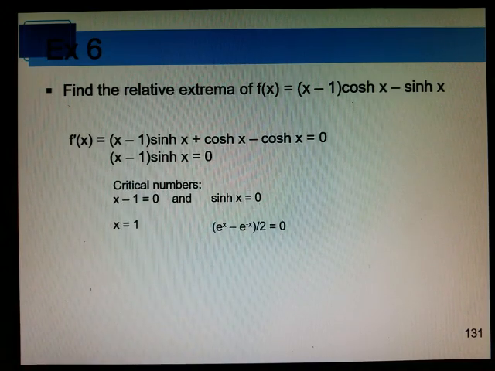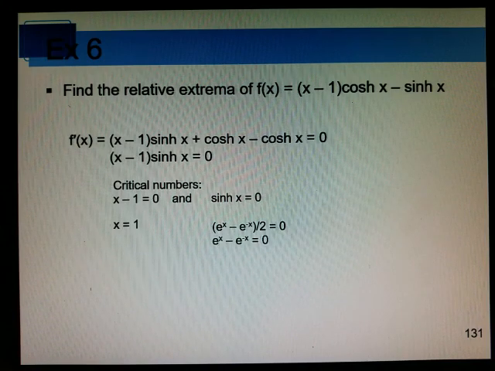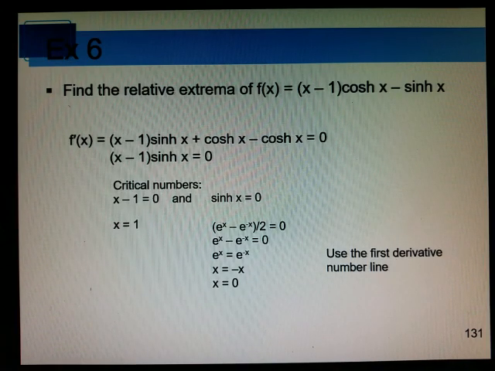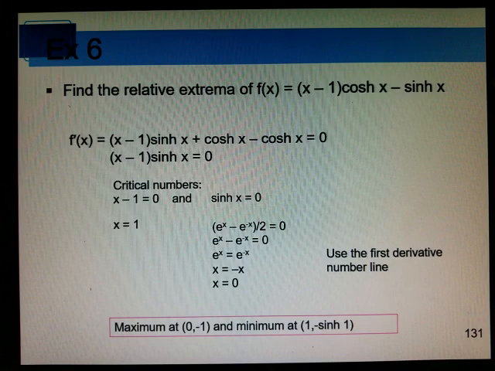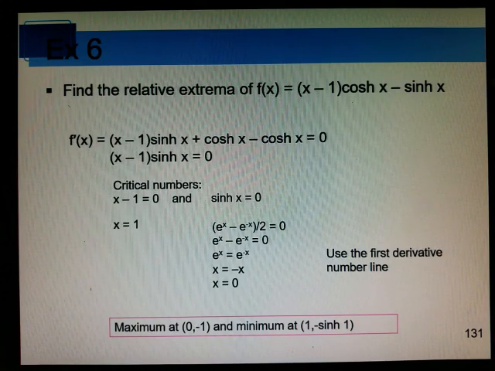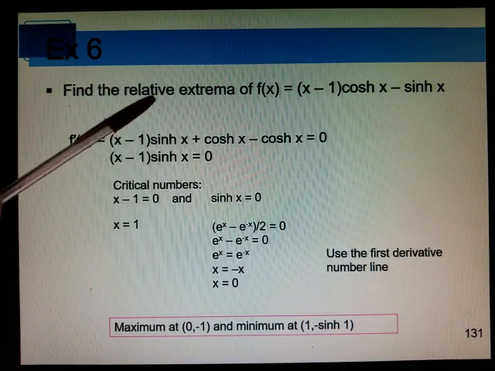When will this ever equal 0? We'll multiply by 2, so I still have 0. That means when e to the x equals e to the negative x. Well, that's only going to happen if x equals negative x, therefore only when x is 0. So those are my critical numbers for my first derivative number line test. And once I find these two numbers, then I plug into the first derivative to find out where it was positive or negative. Definitely not on my test.